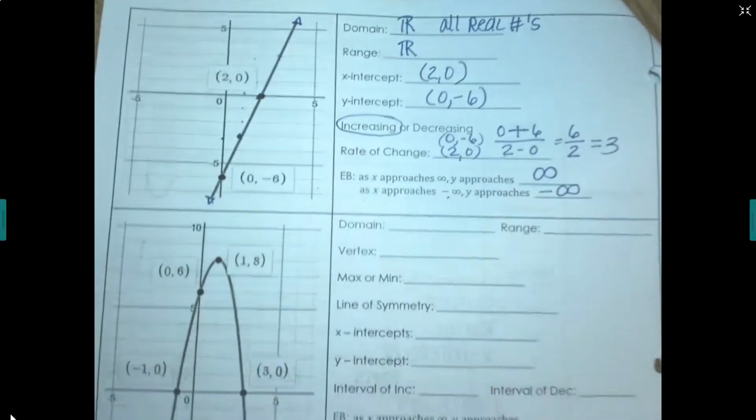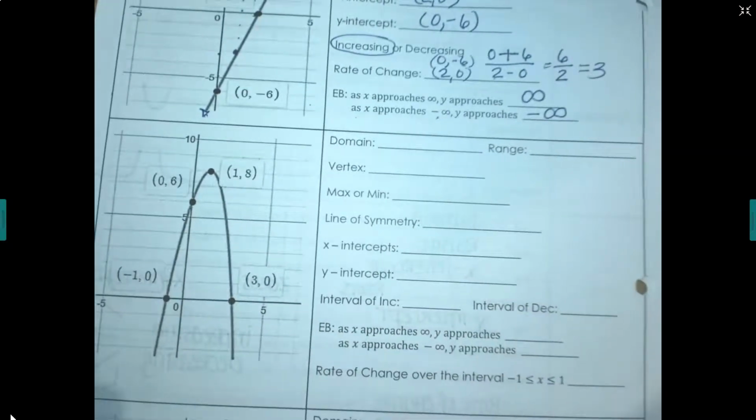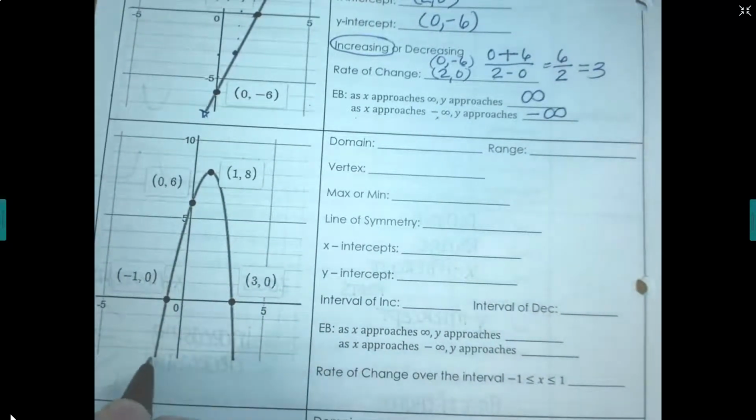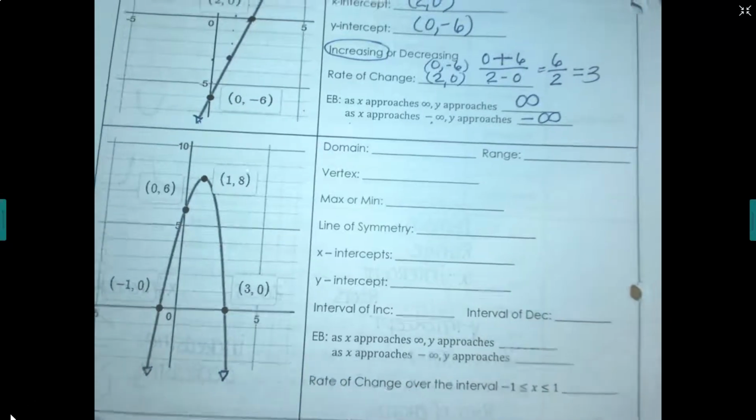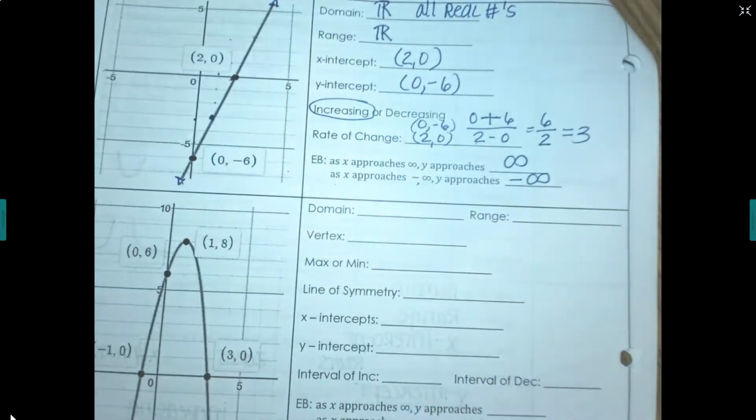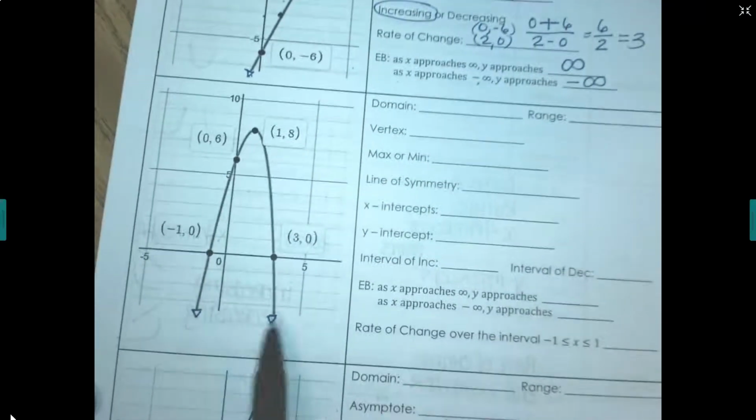Okay, let's take a look. We'll start with the end behavior for this quadratic. Remember, if there's not exact points on the end, assume that they're arrows. Now, the arms of the line go in opposite directions. Do you notice the arms of the quadratic go in the same direction?